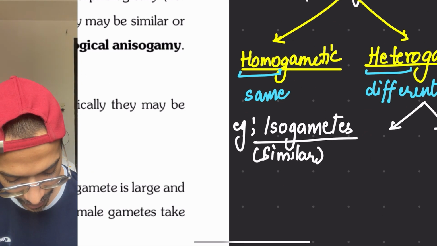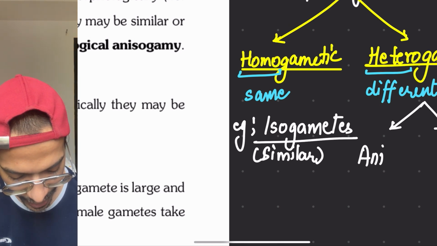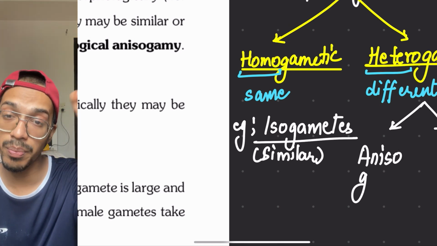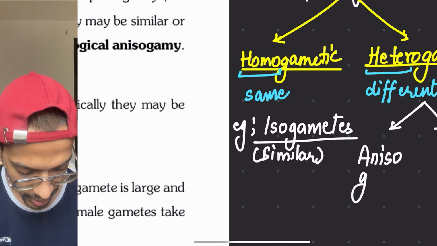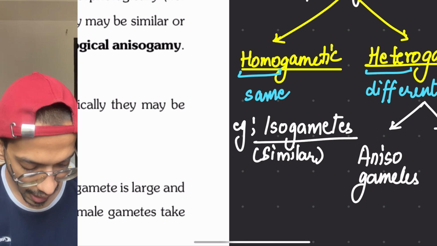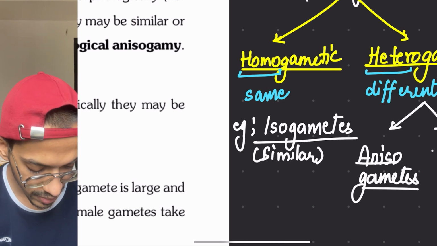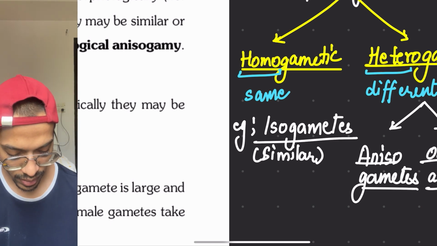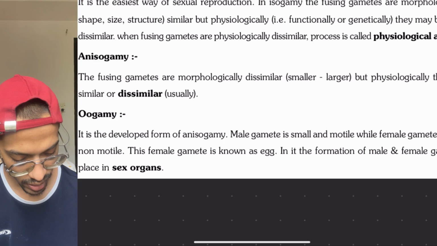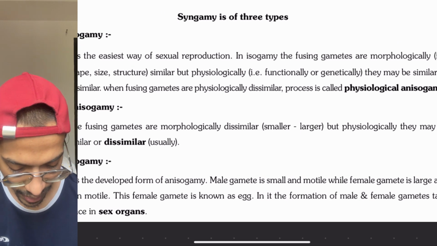Number one is anisogametes. An word itself means opposite. Okay, anisogametes. And there could be oogametes. Okay, let's just see over here what is written, and we just finalize this thing.